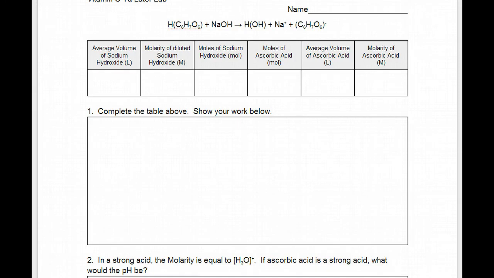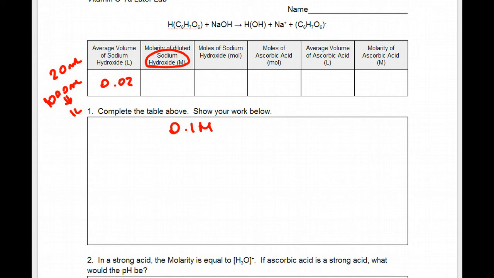So this is for the post lab, the vitamin C post lab. The average volume of sodium hydroxide in liters, we ended up using around 20 milliliters worth. And if you do the "for every" statement where 1,000 milliliters are 1 liter, what you end up with is 0.02 as your liters.